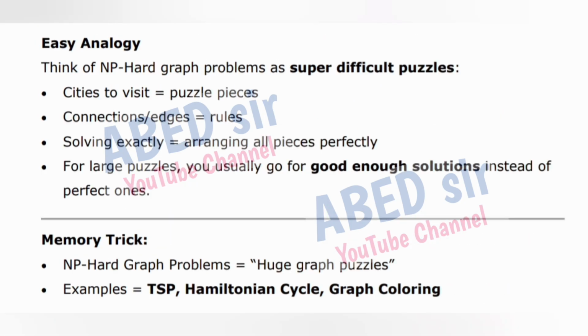Easy analogy. Think of NP hard graph problems as super difficult puzzles. Cities to visit are puzzle pieces. Connections, edges, are rules. Solving exactly is arranging all pieces perfectly. For large puzzles, you usually go for good enough solutions instead of perfect ones. Memory trick. NP hard graph problems are huge graph puzzles. Examples are TSP, Hamiltonian cycle, graph coloring.